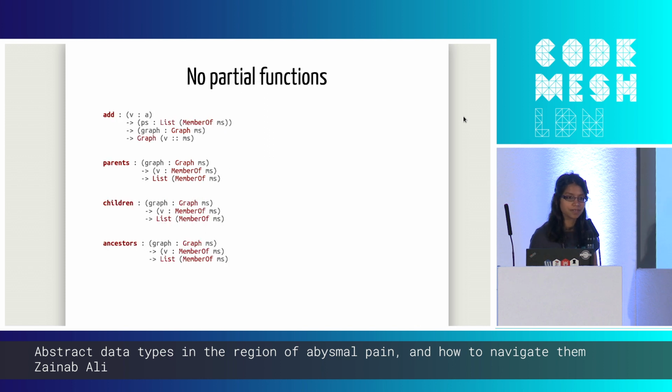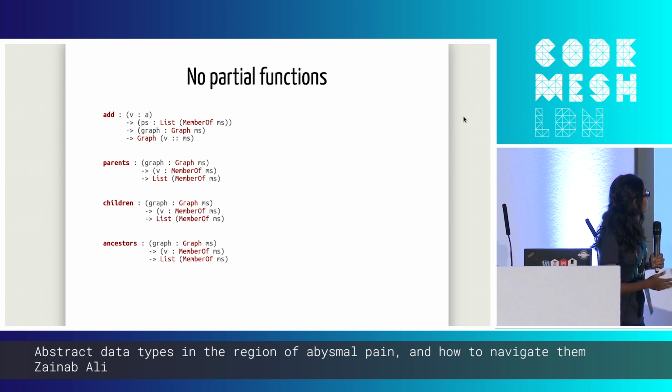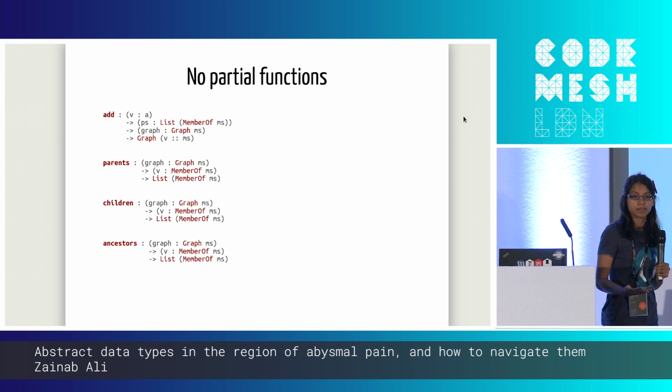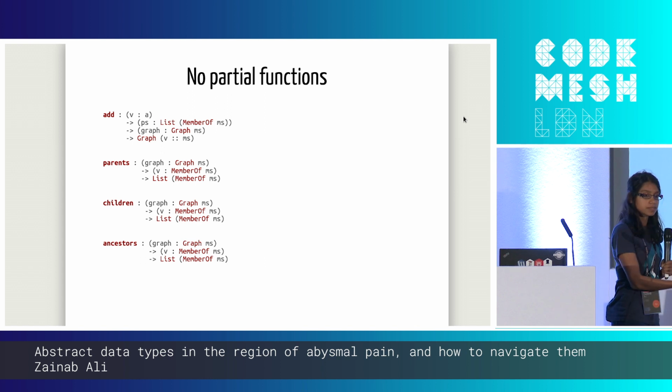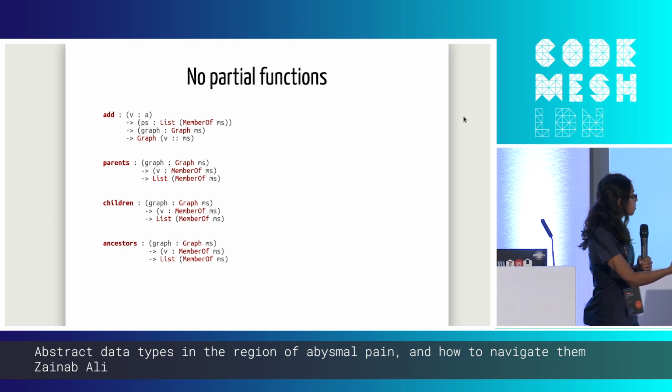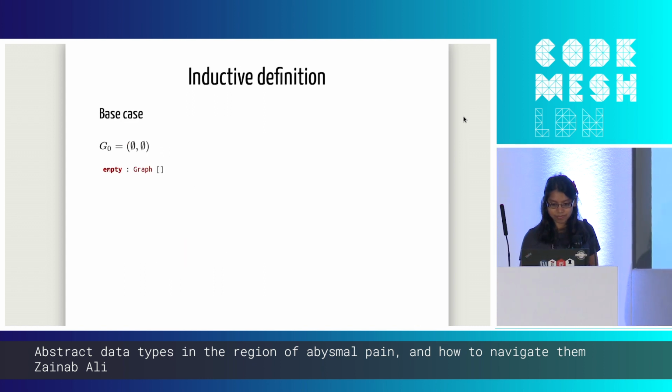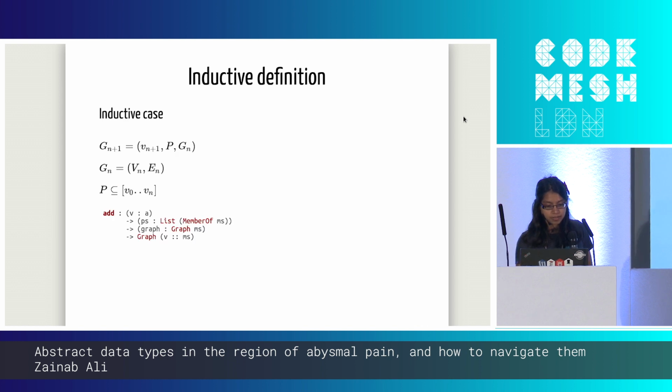And that's really cool. So I now have no partial functions. I've implemented this. It's very similar to the initial mathematical definition I have. I've just carried all the proofs across. It's quite similar to my mathematical definition. So for my empty case, it's pretty much the same. And for my inductive case also, I've said my add function is basically constructing a Gn plus 1.